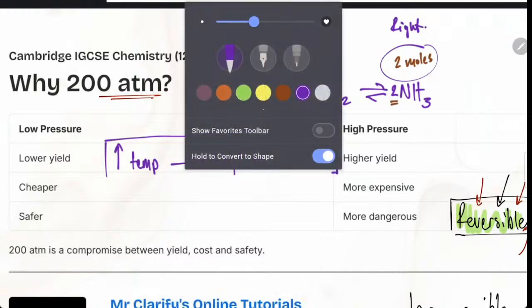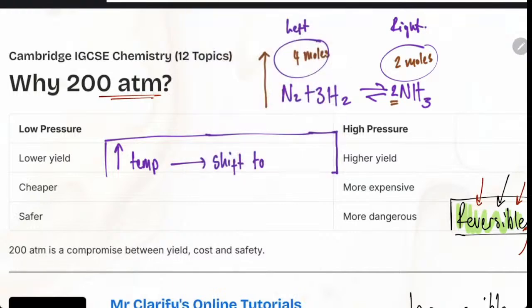Students, which of the two? Does exothermic release heat or does it take in heat? It releases, so it's not a friend. When you increase temperature, we want to take that temperature away. So we shift to endo. Write this down. I don't want you to struggle next time.